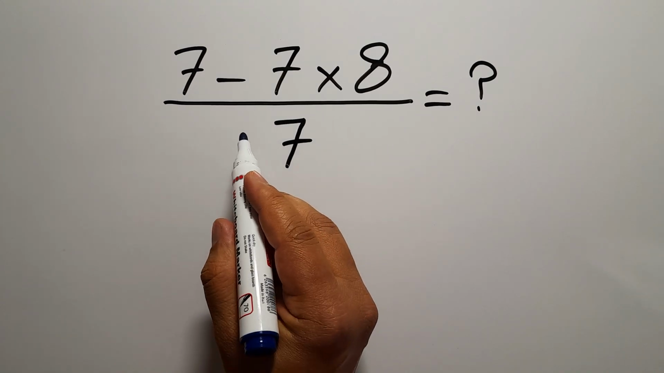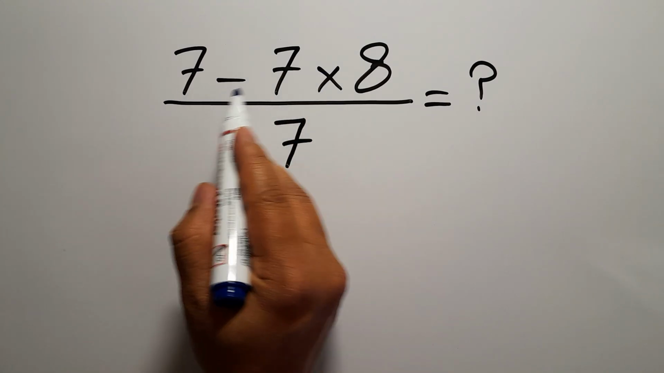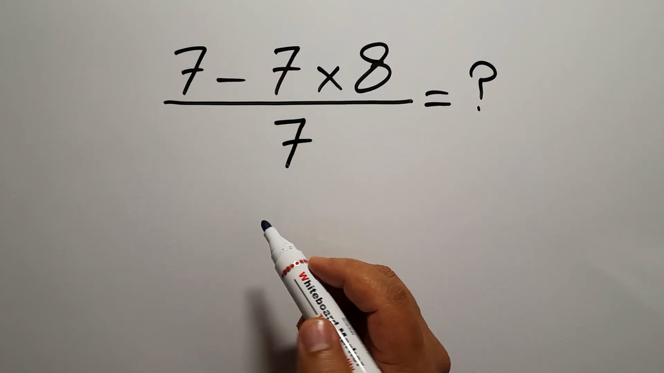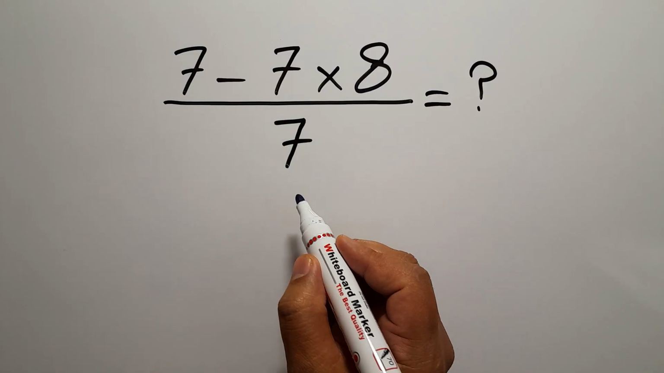In this video, we want to find the value of this fraction: 7 minus 7 times 8 over 7. Are you ready to solve? Let's go and get started.